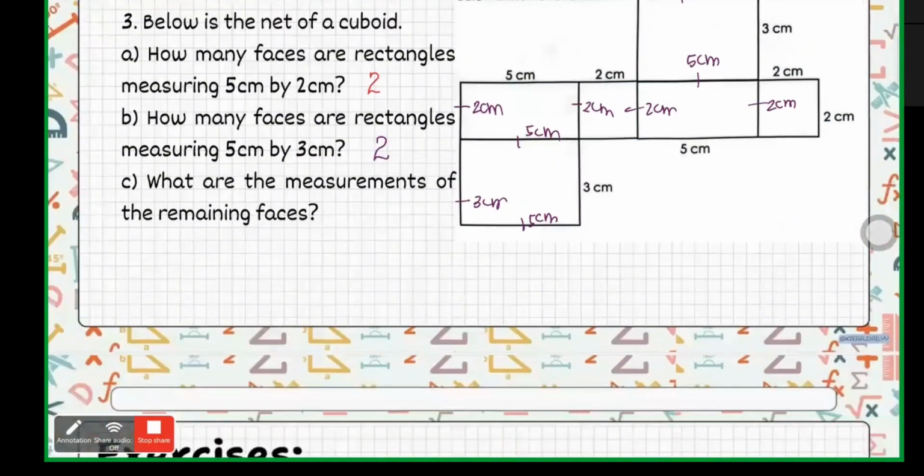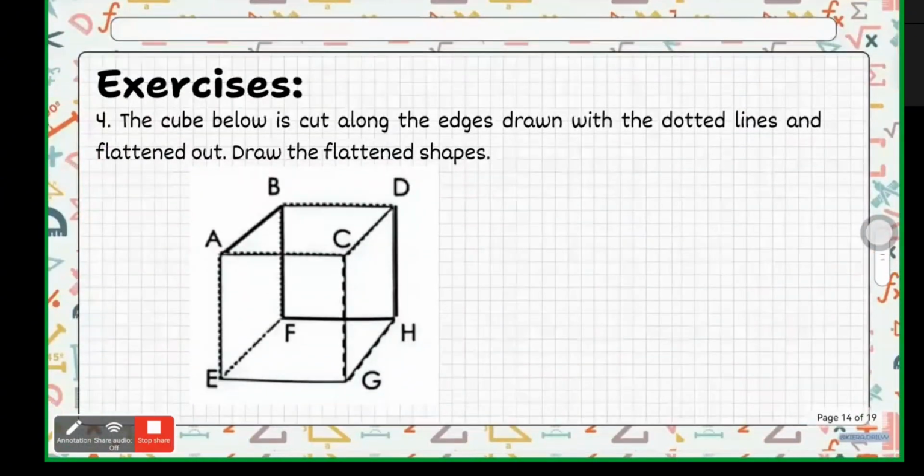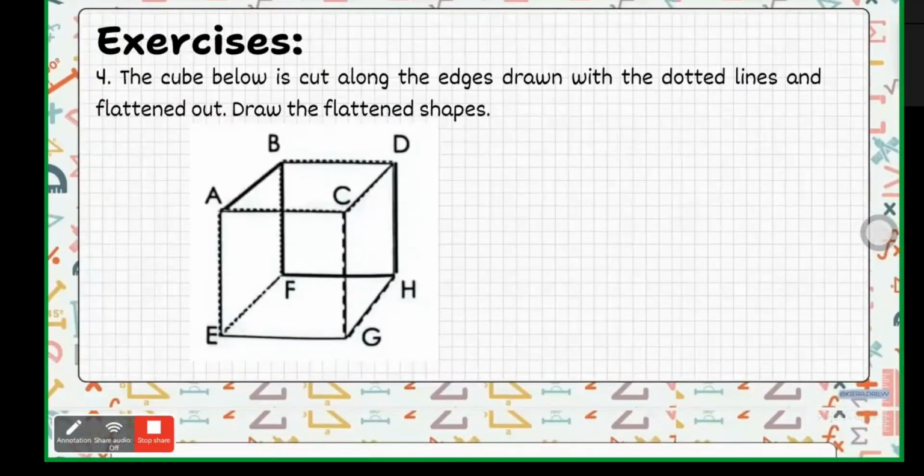Okay. Next, exercise number 4. The cube below is cut along the edges drawn with the dotted lines and flattened out. Draw the flattened shape. So we're not going to limit ourselves. In this exercise, I want you to just make a net of a cube in any form just to make sure that if you fold the dotted lines or the broken lines, it will be a cube.